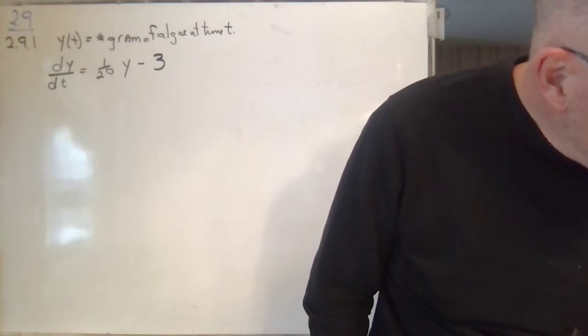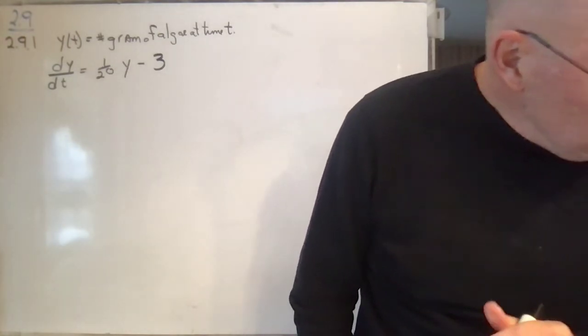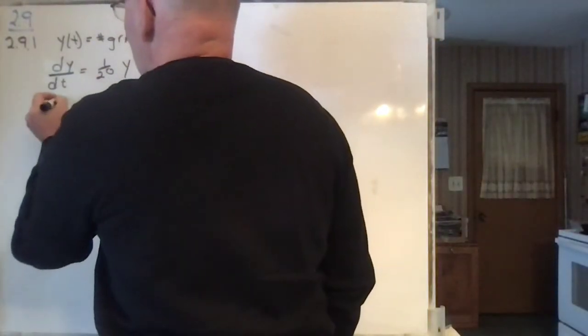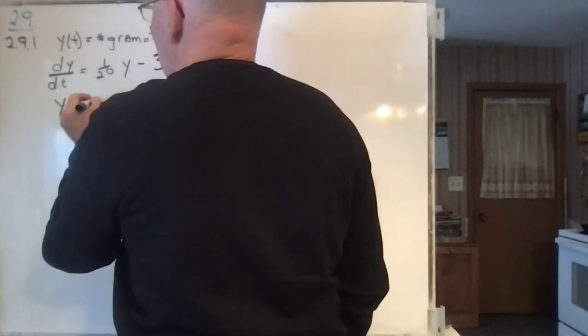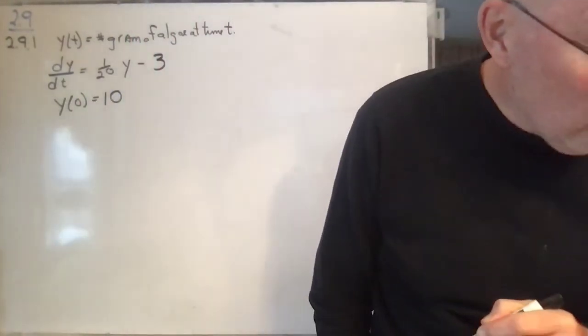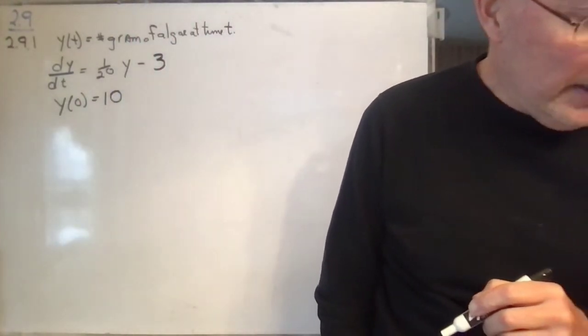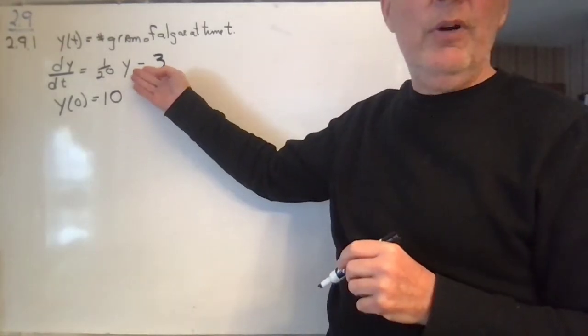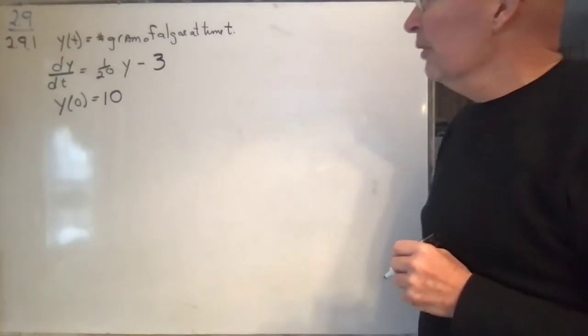And so then what's the question? Initially there are 10 grams of algae in the tank. So we know at time equal to 0, y is equal to 10. And so you need to do the following. First of all, write down a differential equation that models the situation above. Well, I guess we've already got that, right? So you can write it like that.